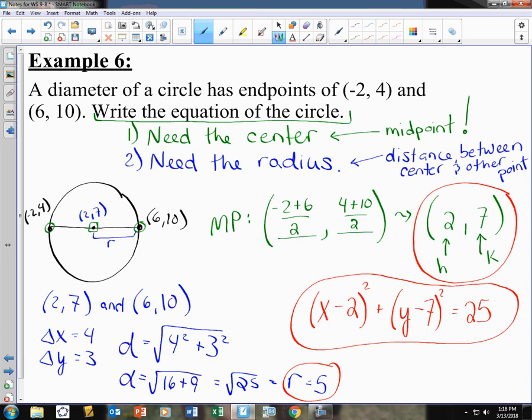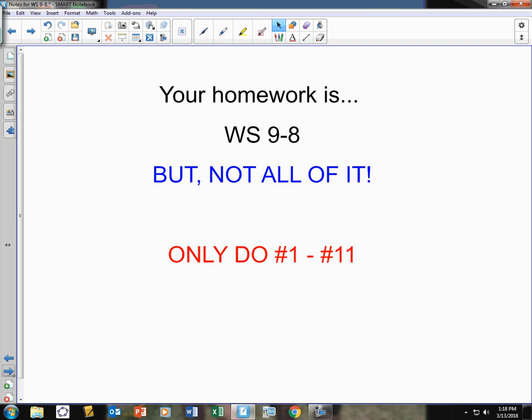Okay, so that is what you need to know for 9-8. Your homework is 9-8, but not all of it. There's actually a portion of that worksheet that we're going to skip for now, and that's okay. We can teach that stuff to you next year in Algebra 2. So your job is only to do number 1 through 11. So that should be a nice short assignment for you.